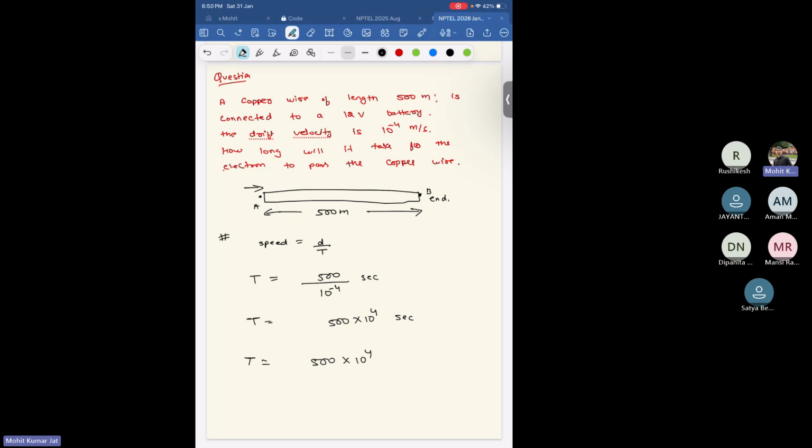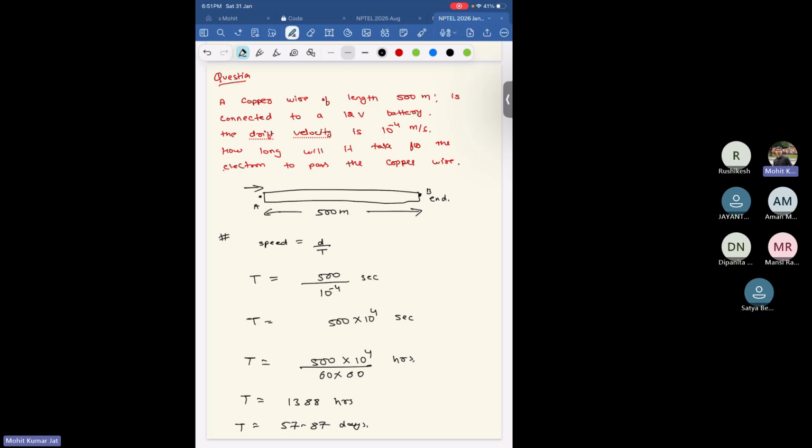500 into 10 power 4 divided by 3600, or 60 minutes. If I convert into minutes, it will be divided by 60, and if I convert into hours, it will be these many hours it will take. So if I just roughly calculate this value, it turns out to be around 1388 hours, and if I divide it by 24, I'll get around T to be 57.87 days.